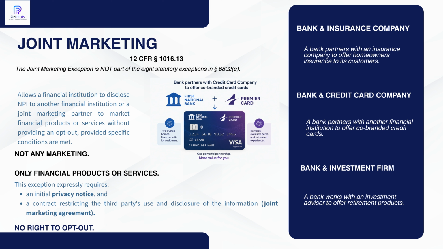For example, a bank could partner with an insurance company to offer homeowners insurance to the bank's customers. Another example would be a bank partnering with a credit card company to offer co-branded credit cards. There are also important safeguards. The financial institution must provide the required initial privacy notice and enter into a joint marketing agreement that prohibits the partner from using or disclosing the information for any other purpose, unless it is permitted by another GLBA exception.